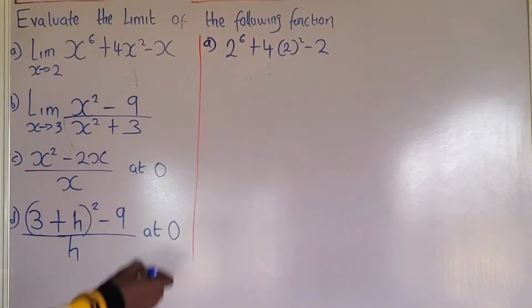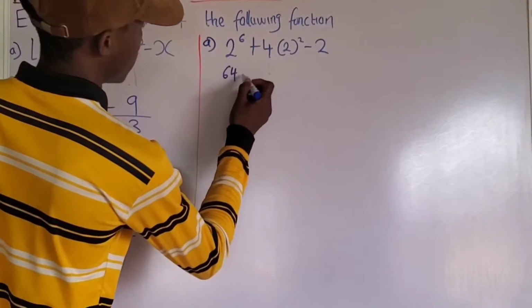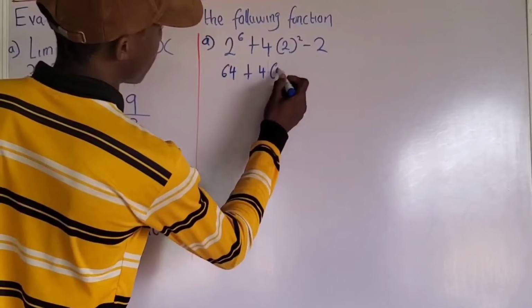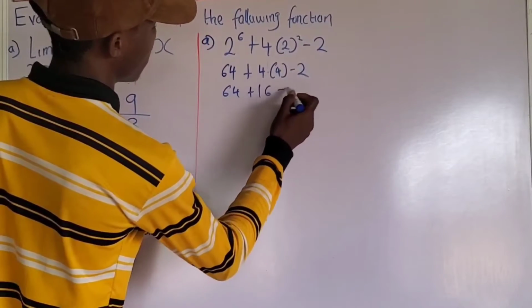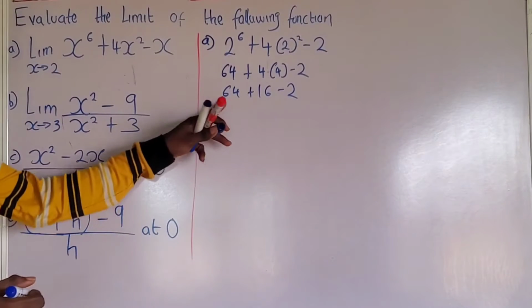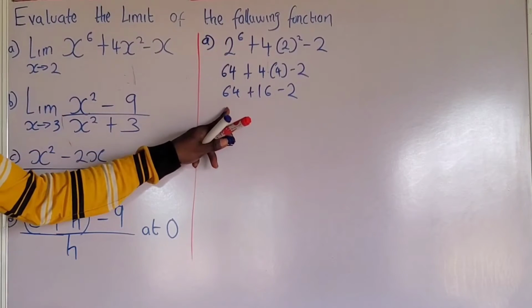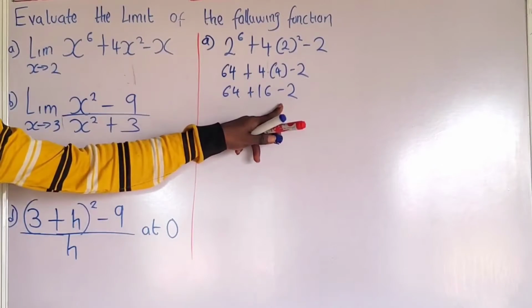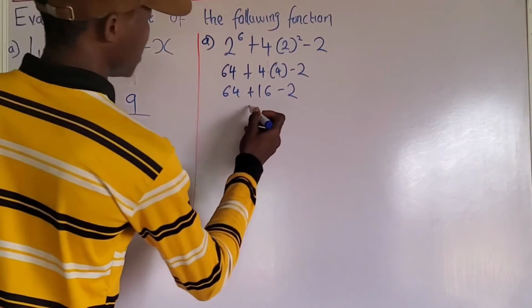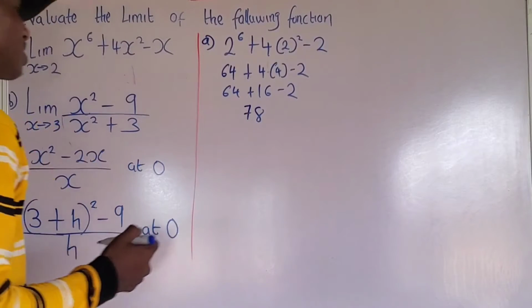For this, you're going to have 64 plus 4 multiplied by 4 minus 2. 64 plus 16 minus 2. Now, 64 plus 16, that is what? 80, you understand? 80 minus 2 is what? 80 minus 2 is 78, okay? So this will be 78. Now, the answer to the first question is 78.